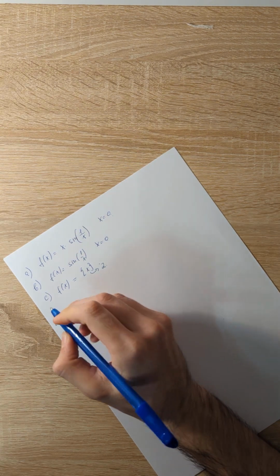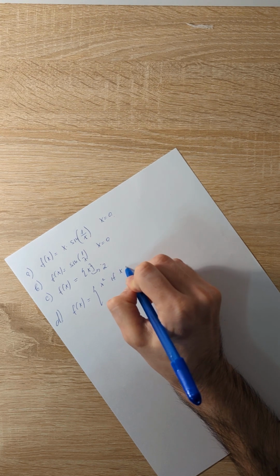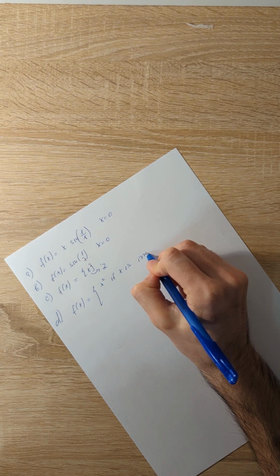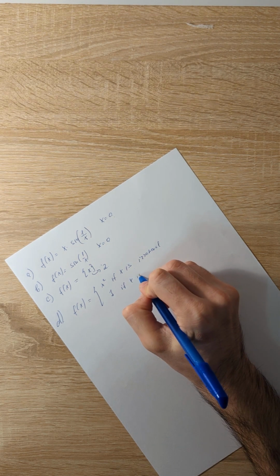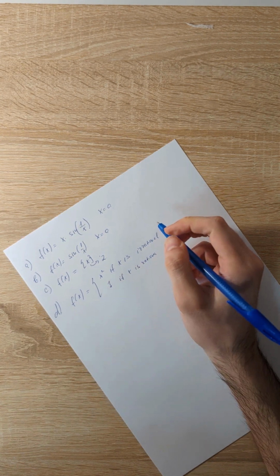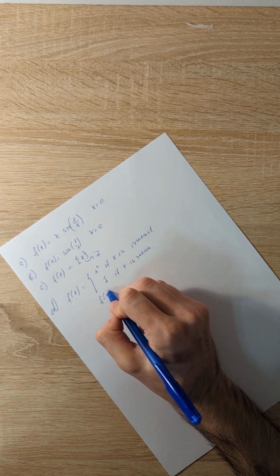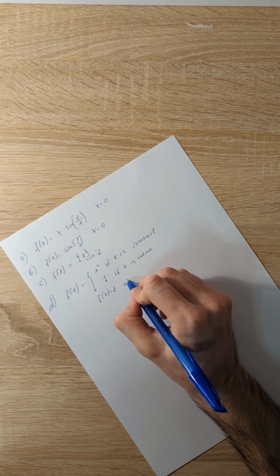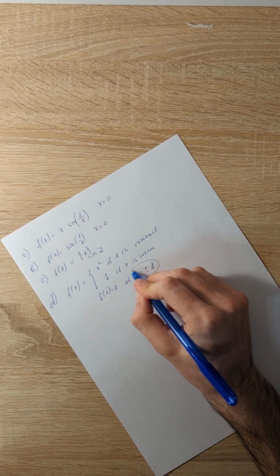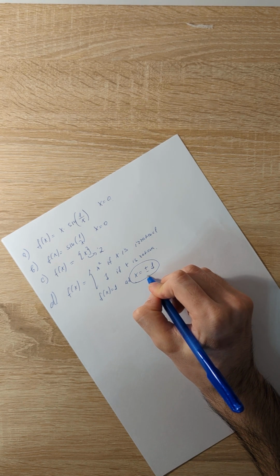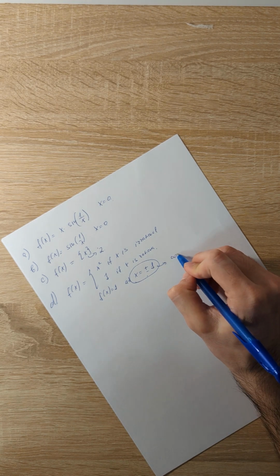The d example is f(x) equals x squared if x is irrational, and 1 if x is rational. So there we indicate our points. f(x) is 1 at x equals plus or minus 1, and these are points of continuity. For all other points, they're all discontinuous points.